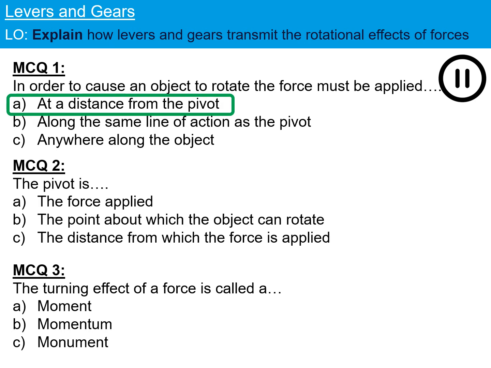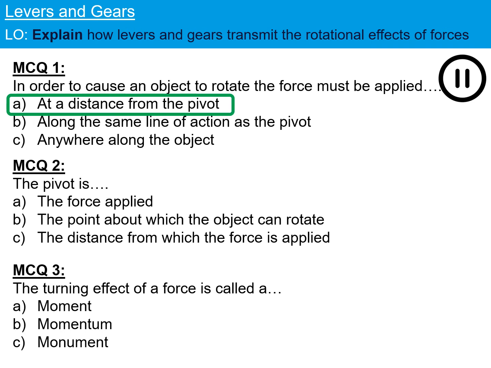So, self-assessing our answers, question number 1, in order to cause an object to rotate, the force must be applied at a distance from the pivot. We know that B is wrong because if it acts along the same line of action, then it won't rotate. And C, anywhere along the object, doesn't exclude along the same line of action as the pivot.